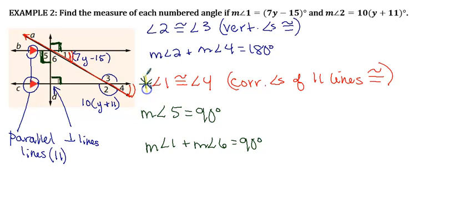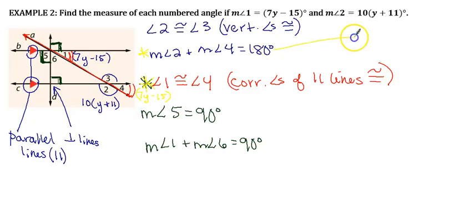Okay, it's knowing that the measure of angle 1 is congruent to angle 4. Because if angle 1 and angle 4 are the same, that means this is 7y minus 15. And then I know angle 2, this is the second step. The measure of angle 2 plus the measure of angle 4 equals 180 degrees. Now I can use substitution and I can solve this.